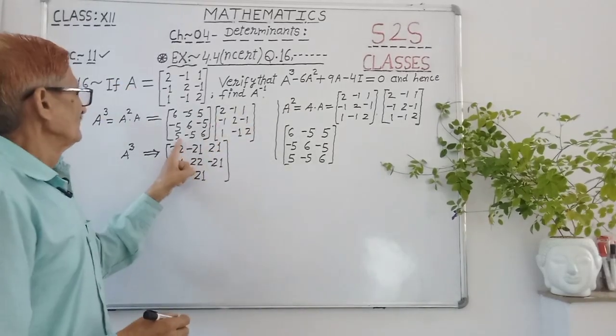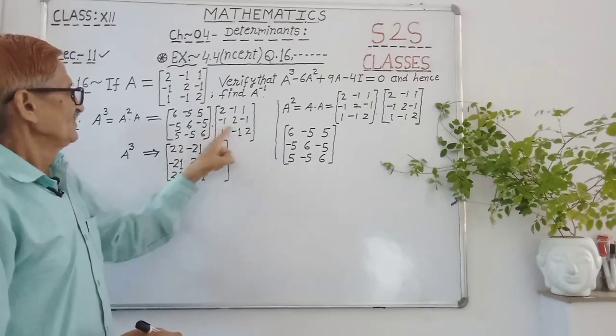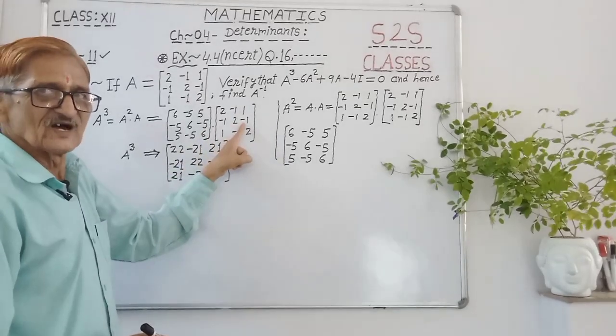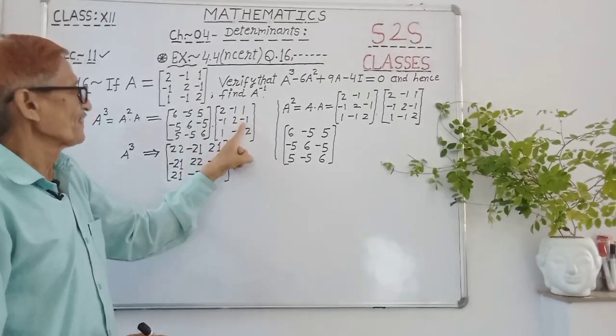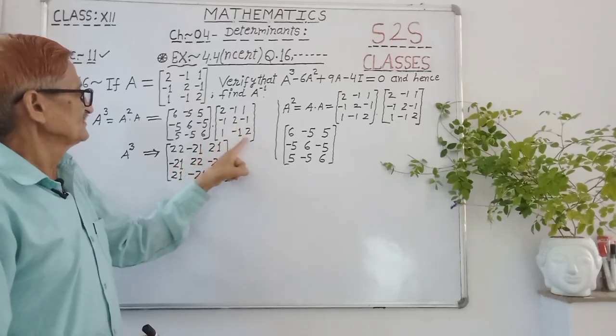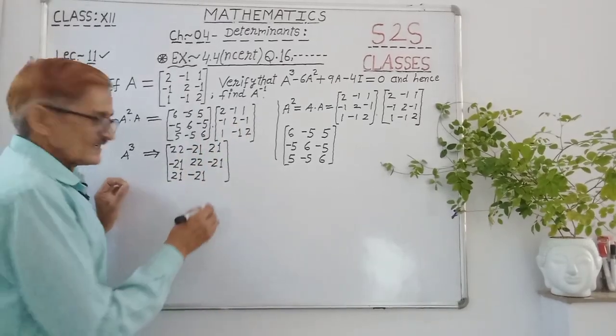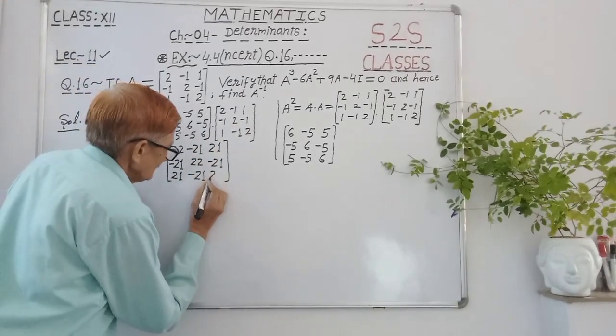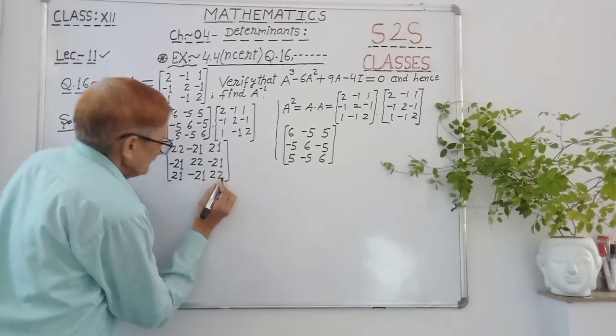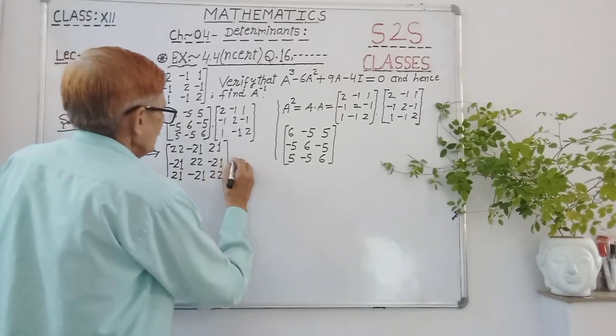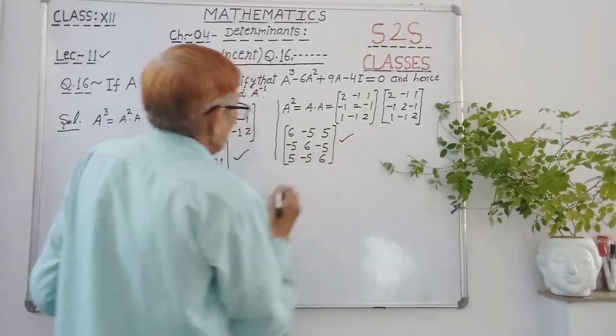Now with third column, 5 1 is 5, minus 5 minus 1 plus 5, so 5 plus 5, 10 and 6 2 is 12. 10 and 12, 22. This is A cube. So we have A cube here and A square here.